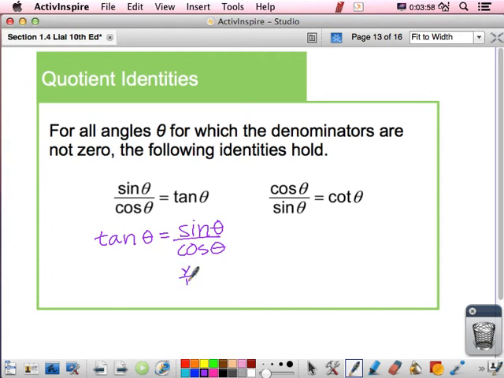Y divided by r. And what's the definition of cosine? Cosine is X divided by r. And if you divide fractions, you flip the bottom, and what happens there? The r's cancel, so you get y over x, which is equal to tangent. So it is true, that's always true.